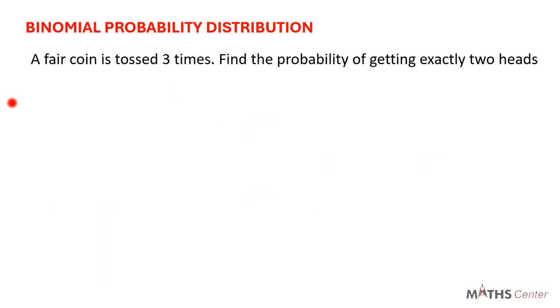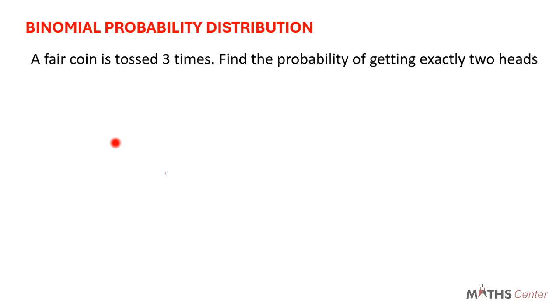We have learned that tossing a coin is a binomial situation. So let's say we have a fair coin and we toss it 3 times. We are going to find the probability of getting exactly 2 heads. We learned how to do this in the lesson on probability, so I'll quickly go through it here.